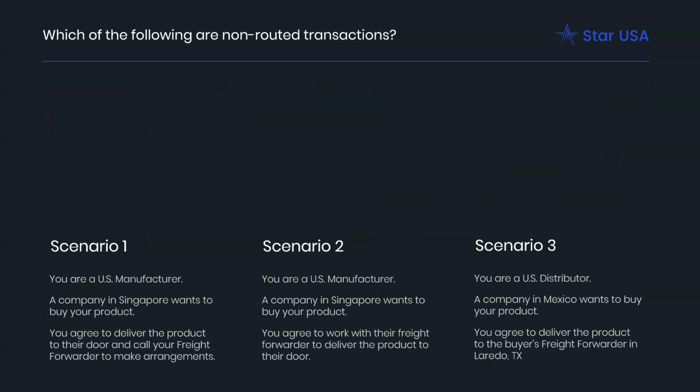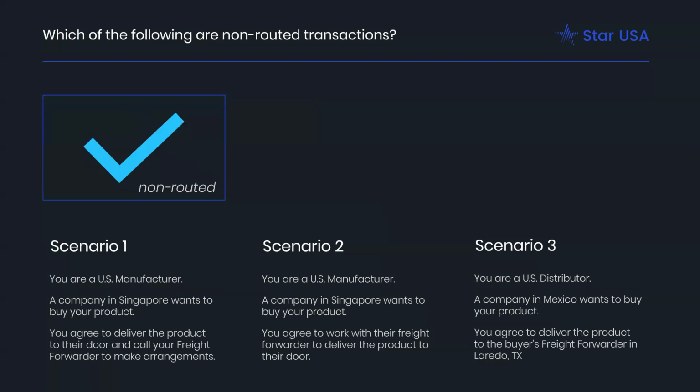Okay, so which of the following are non-routed transactions? In scenario one, you are a US manufacturer. A company in Singapore wants to buy your product, and you agree to deliver the product to their door, and you're going to call your freight forwarder and make the arrangements. Is that a non-routed transaction? Is that a standard transaction?